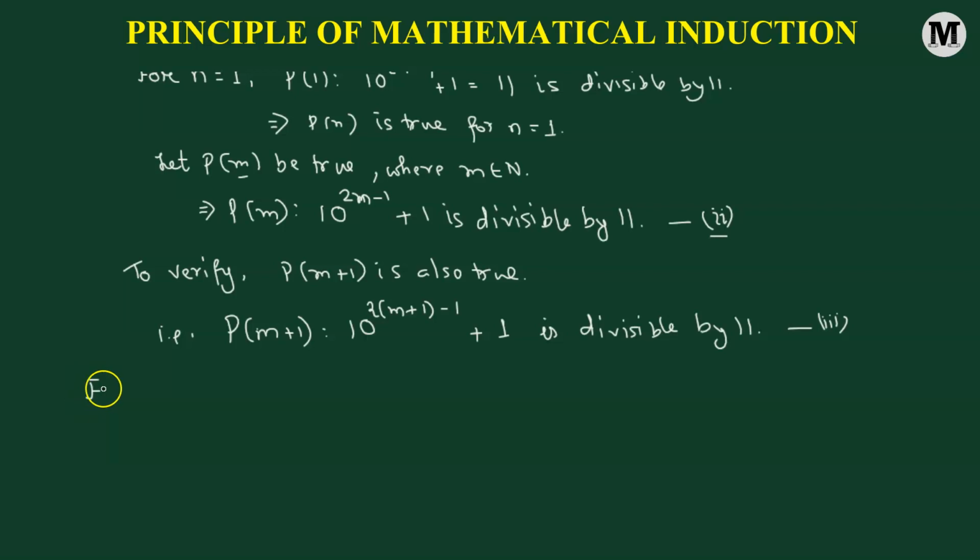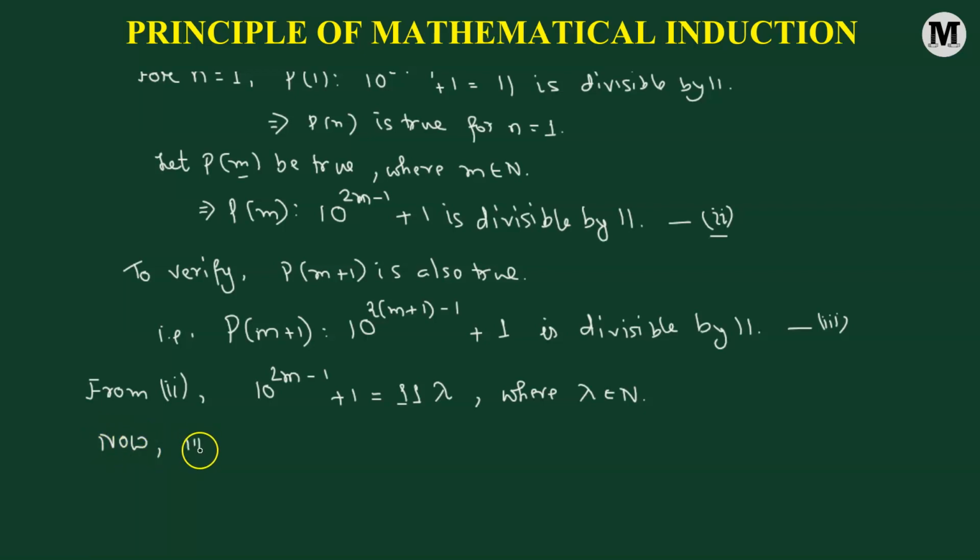Now from statement number 2, since we have already assumed that the expression 10 raised to the power of 2 times m minus 1 added to 1, that this particular expression is divisible by 11. So what we are going to do, we're going to express it as 11 times some constant lambda, where we are saying that this lambda is a natural number. So it belongs to the set of natural numbers. And now we will be using statement number 3.